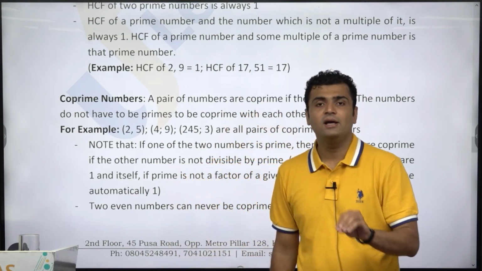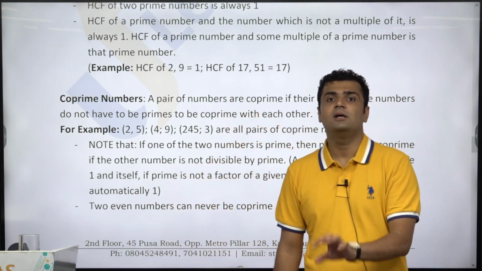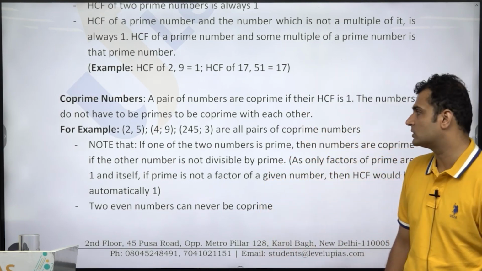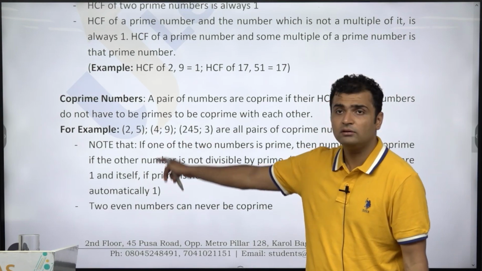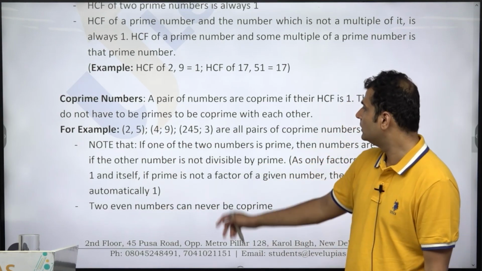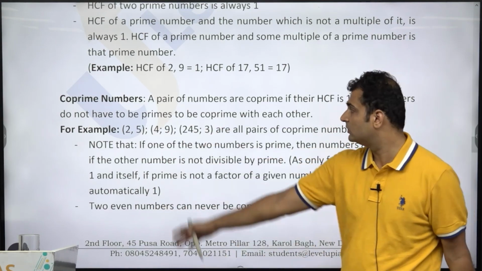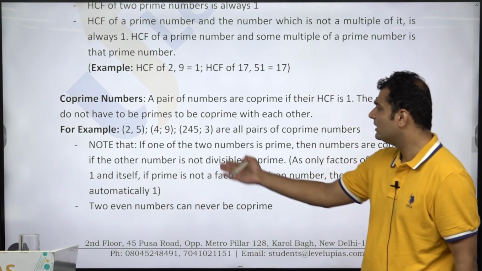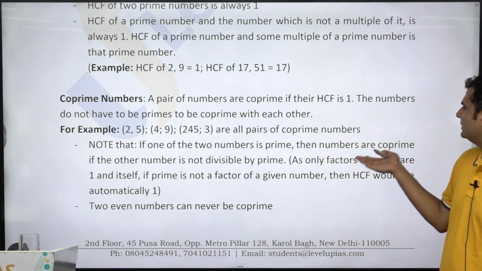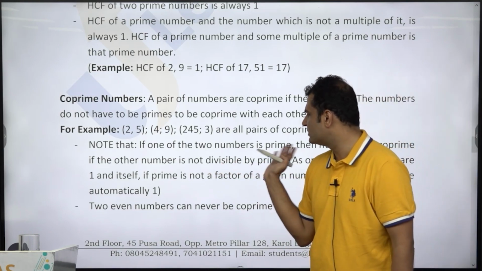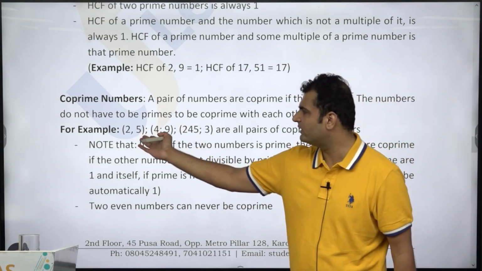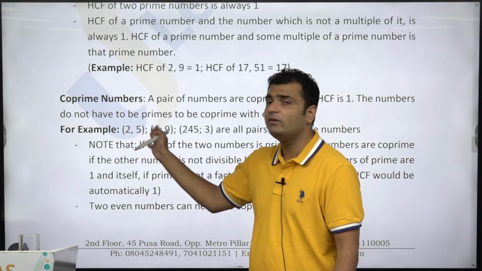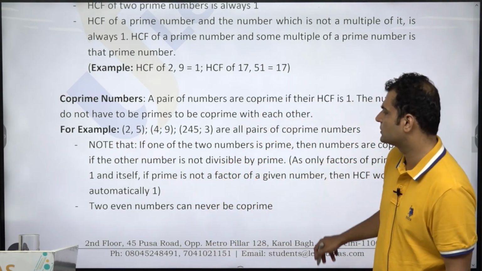तो ये बिल्कुल हो सकता है कि numbers could be composite, but their HCF could be 1, so they can be called co-prime numbers. देखो 4 and 9, these are also co-prime numbers, no common factor. 245 and 3, again co-prime. 2 and 5, co-prime. Right? Note that if one of the two numbers is prime, then the numbers are co-prime if other number is not divisible by that prime number. मतलब ये है 2 and 5 है, तो अगर 5 2 से divisible नहीं है, तो naturally HCF would be 1 and they will be called co-prime numbers.